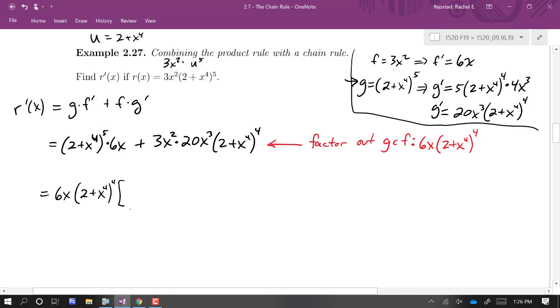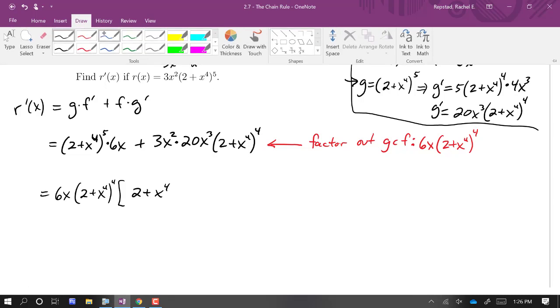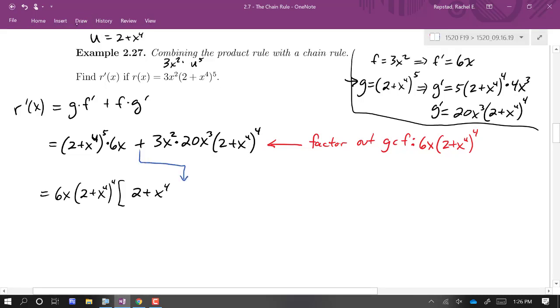Open up a set of brackets. So in this first term, I'm just going to start here. I took out the 6x, so I don't need that at all. Right? I grabbed that, so I just need a factor of 1 for that, which we're probably not going to write. How about to get myself from parentheses to the 4th power to parentheses to the 5th power? 2 plus x to the 4th. Yeah, just all that to the 1st power, which we usually don't write. But this first term is 2 plus x to the 4th. And then we bring down our addition.